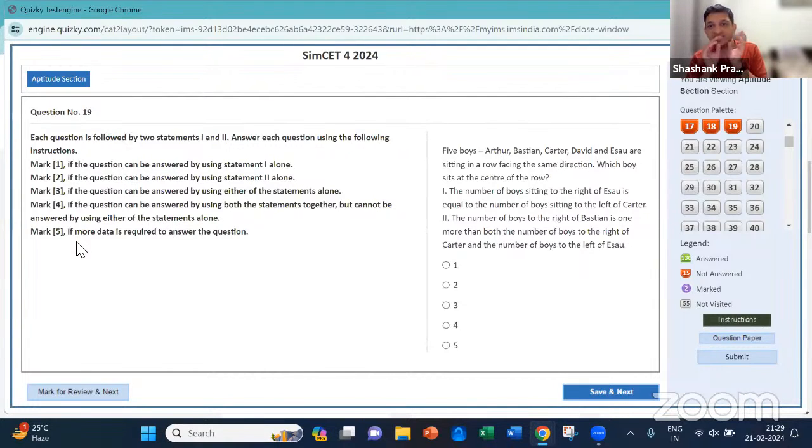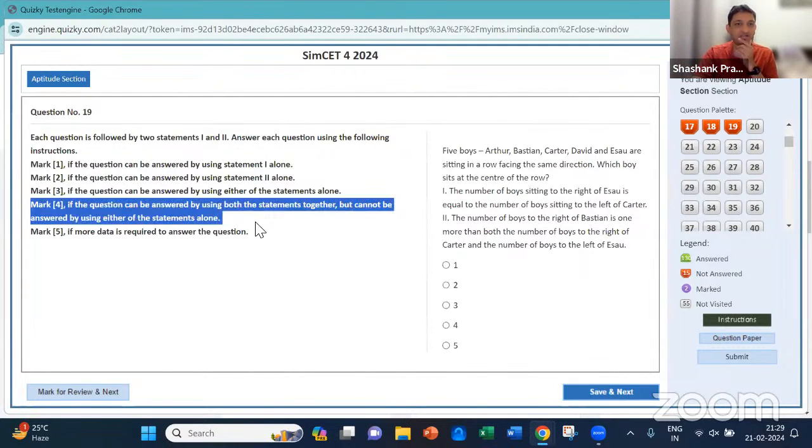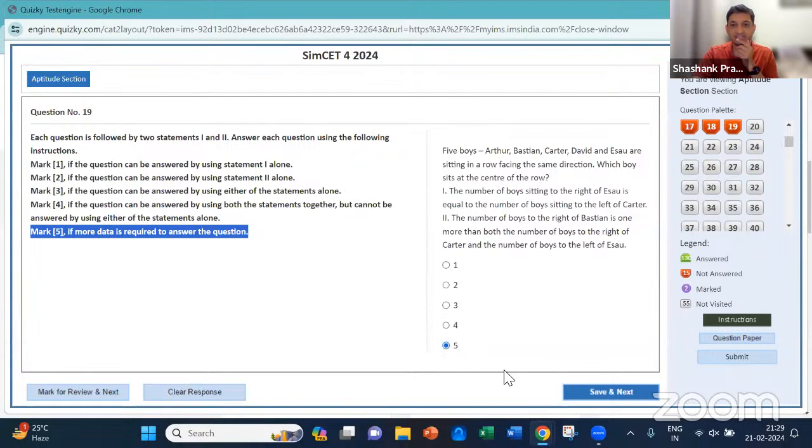Okay. C and E are equidistant. And it's one more. So C and E can't be occupying the last position. So C and E will be here. And one more than the number of boys to the right of E. So if there are 3 and 3, then 4 or middle. So both से नहीं होगा मेरे को लग रहा है. I don't think it can be answered.